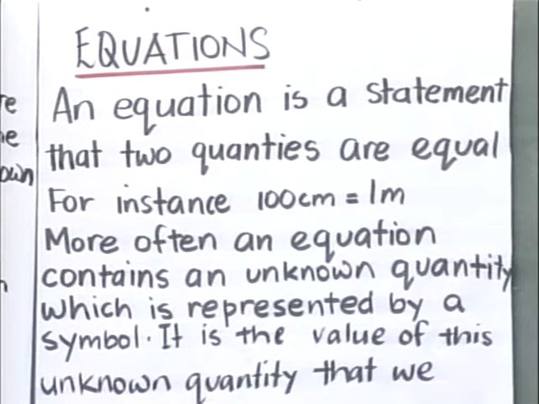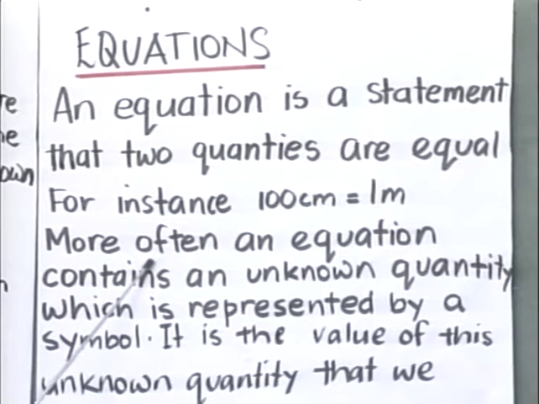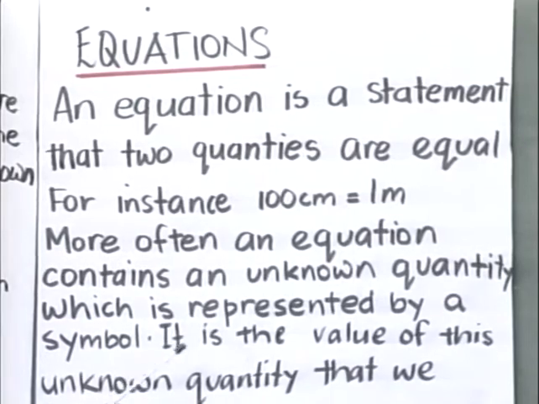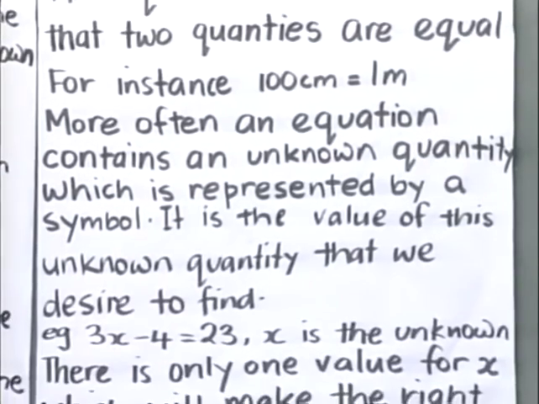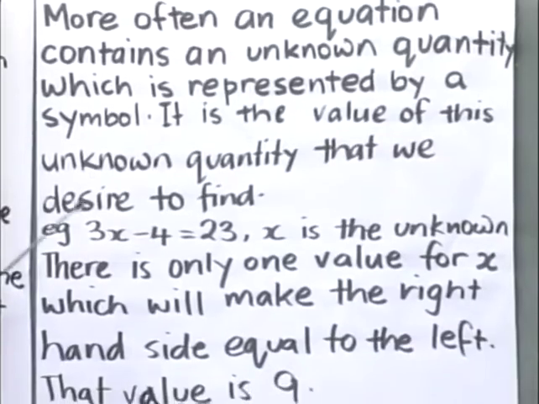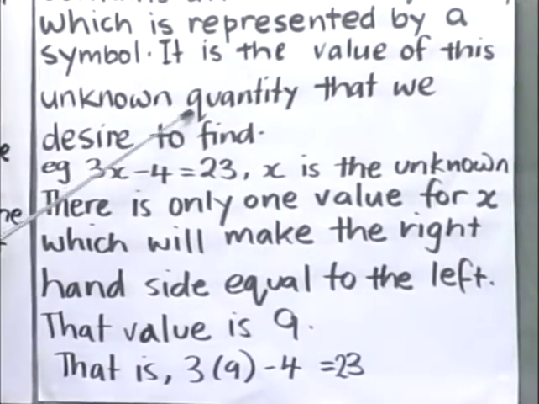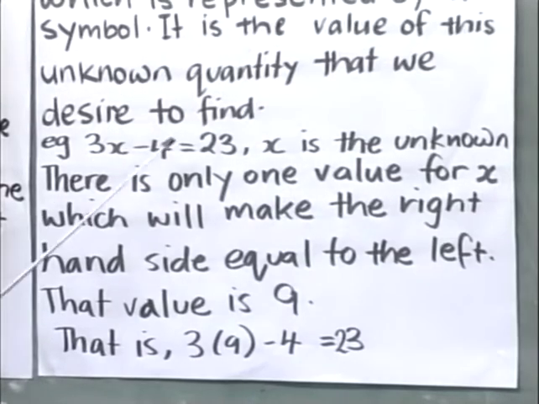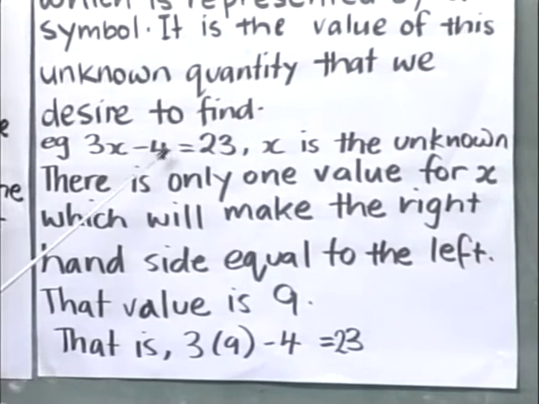So an equation is a statement that two quantities are equal. For instance, you all know that 100 centimeters is equal to 1 meter. Hopefully you remember. That's a simple equation. You are saying that one thing is equal to another. More often an equation contains an unknown quantity which is represented by a symbol. Usually letters are used. It is the value of this unknown quantity that we would like to find.